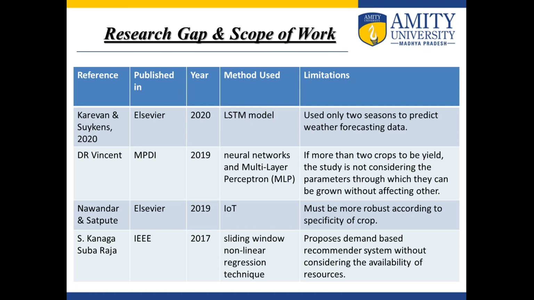Then next is S. Kanaga Sabaraja, published in IEEE 2017. They use the sliding window nonlinear regression technique, and the limitation is that it proposes a demand-based recommender system without considering the availability of resources. The government couldn't provide the fertilizer at the right time. If you are working in Agra district and a particular raw material is not available at that moment, how can you say that demand is for pulses, so you can produce more pulses, without having all the required raw materials at that moment? These are basically the drawbacks I have studied.